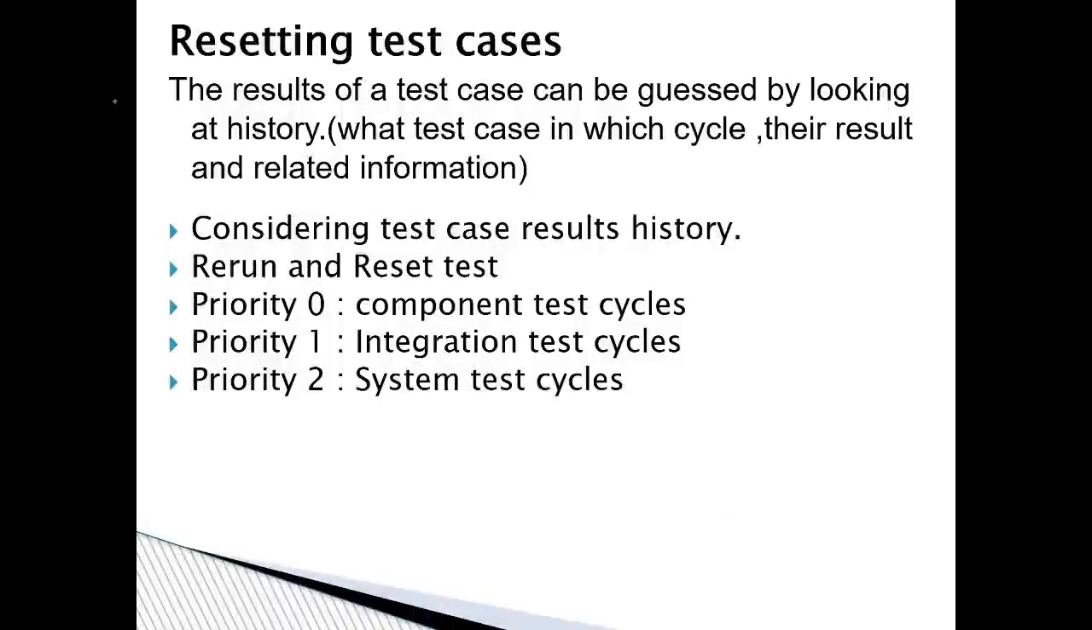Resetting test cases. The result of a test case can be guessed by looking at history. That is, considering the test case results history, rerun and reset the test. So looking at the history of the test case, how it has performed, you are going to rerun it and again reset it. If you want to make any changes again, you can reset it. Mostly priority 0 includes the component test cycle, priority 1 includes integration test cycles and priority 2 includes system test cycles.